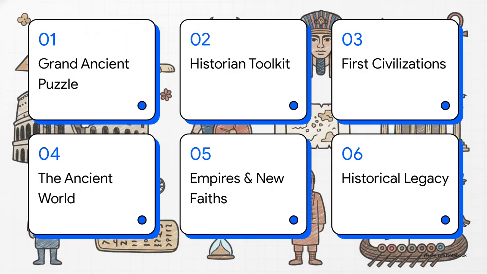Okay, let's map out our journey. Here is our agenda for the explainer. First, the grand ancient puzzle. Second, your historian toolkit. Third, the first civilizations. Fourth, the ancient world. Fifth, empires and new faiths. And finally, number 6, your historical legacy.